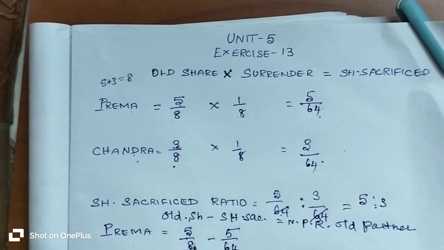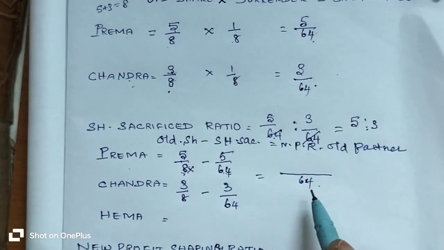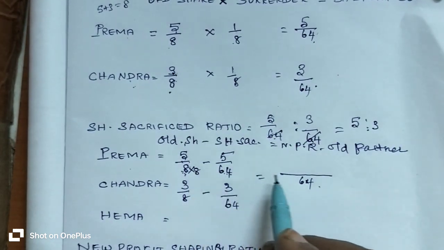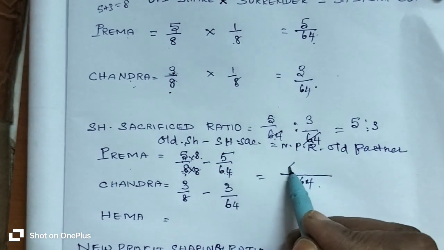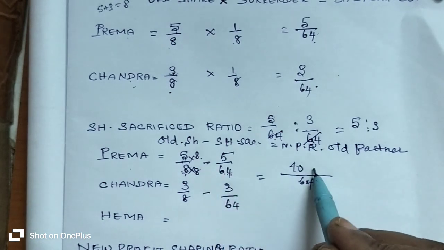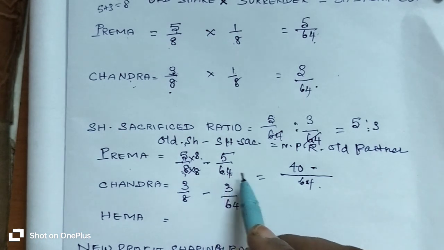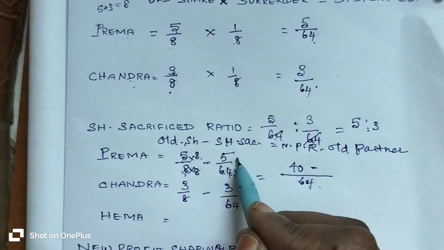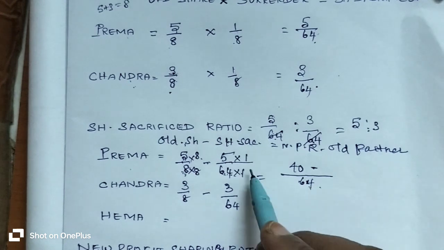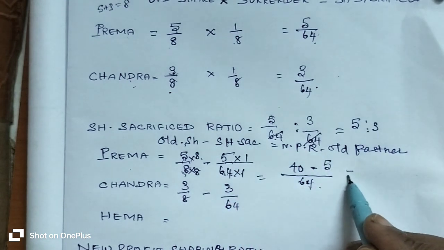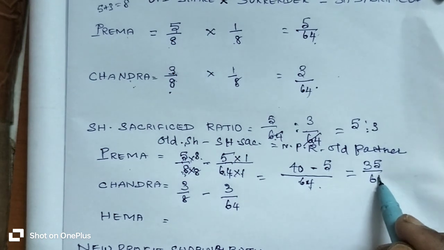How many times a number multiplied with 8 will give the answer 64? 8. 8 8s are 64. The same 8 you are going to enter into the numerator. 5 8s are 40. And we have to enter the minus sign here. Okay. Now, how many times a number multiplied with 64 will give 64? 1. The same 1 you are going to enter into the numerator. 1 64 is 64. 1 5 is 5. Now, 40 minus 5 you will get 35 divided by 64.